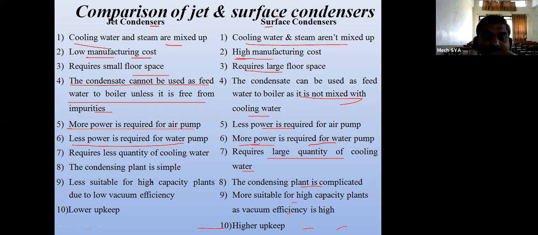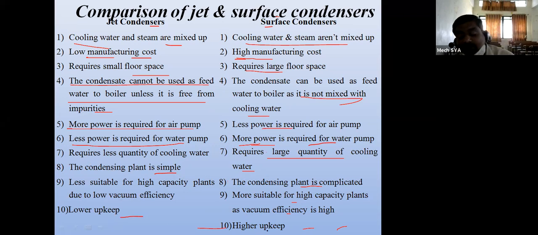The condensing plant of the jet condenser is simple. The surface condenser's condensing plant is a little more complicated. The jet condenser is less suitable for high capacity plants due to low vacuum efficiency. Low vacuum efficiency means more air enters, so the sources of air leakage are much more. The surface condenser is more suitable for high capacity plants, and its vacuum efficiency is high. So lower upkeep is required for the jet condenser.